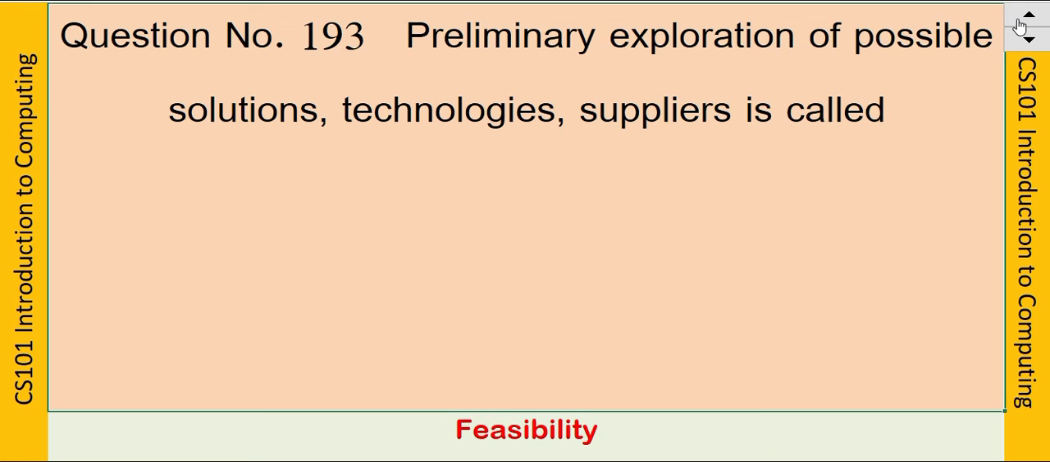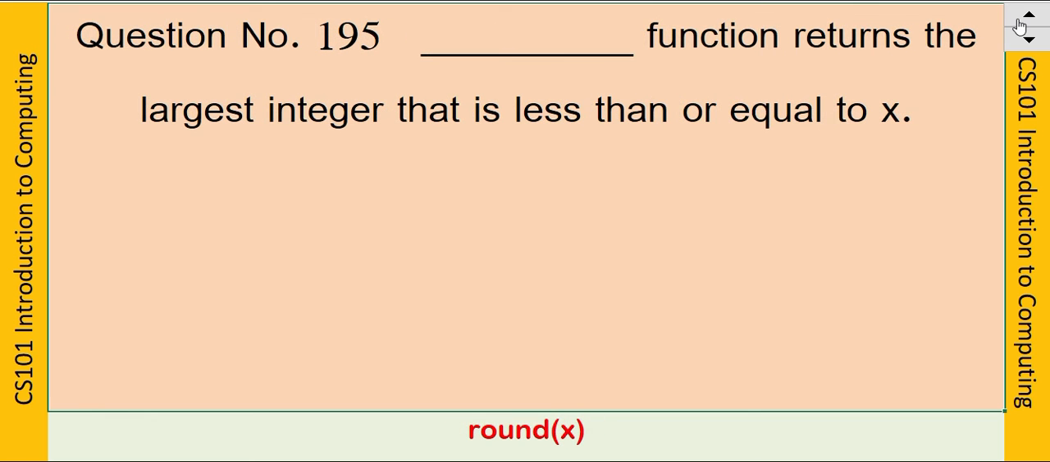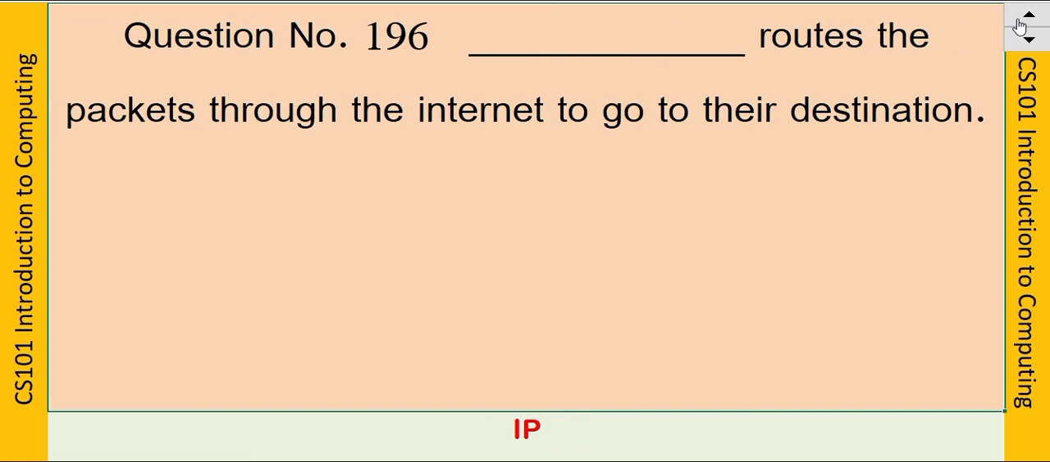Preliminary exploration of possible solutions technologies suppliers is called feasibility. Communications on the internet is controlled by a set of two protocols which are TCP and IP. Round x function returns the largest integer that is less than or equal to x. IP routes the packets through the internet to go to their destination.